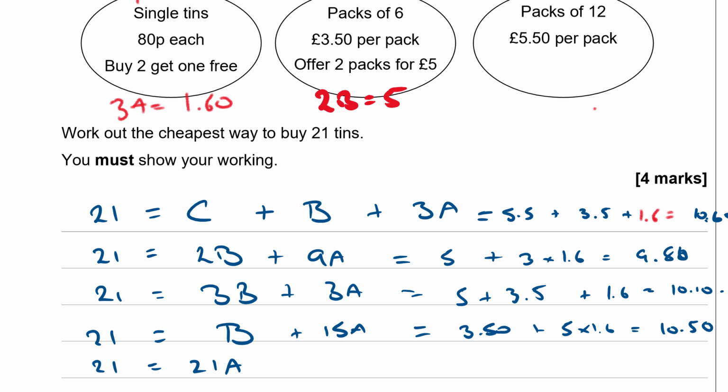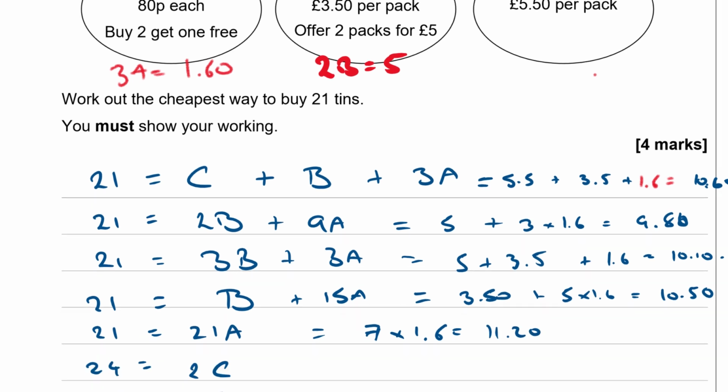21 cans of A, which is 7 lots of the special offer. That's 7 lots of £1.60. Okay, 7 lots of £1 is £7. 7 lots of 60p is £4.20. So that comes out to £11.20. So that's not the cheapest way.